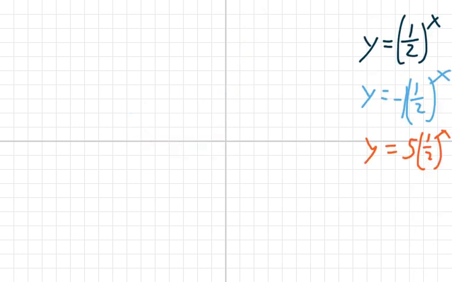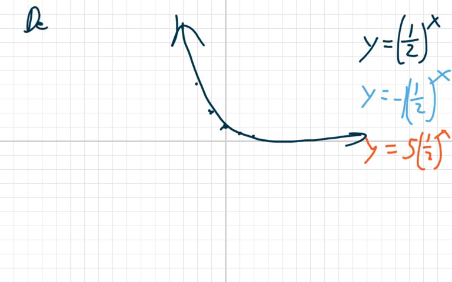Alright, so let's say we're graphing 1/2 to the x. Well, at 0 we're at 1 still. At 1 we're at 1/2, and 2 we're at 1/4. And -1 we're at 2. -2 we're at 4. -3 we're at 8. And so the graph is curved like this. Once again, instead of exponential growth, this is exponential decay because it goes down.